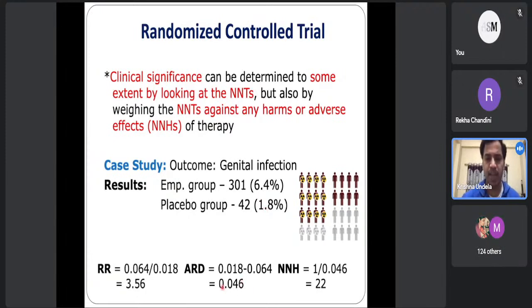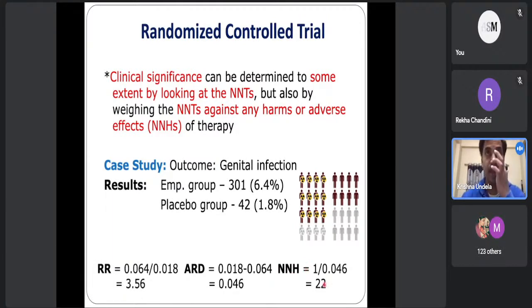It is 4.6 percent. Actually, here we would get a minus value, but no need to bother about minus or plus. We can take only the value here, 0.046. You can convert that into percentage and we get 4.6 percent. The meaning here is that the exact difference between the empagliflozin group and the placebo group is only 4.6 percent. And the NNH, number needed to harm, is equal to 22.